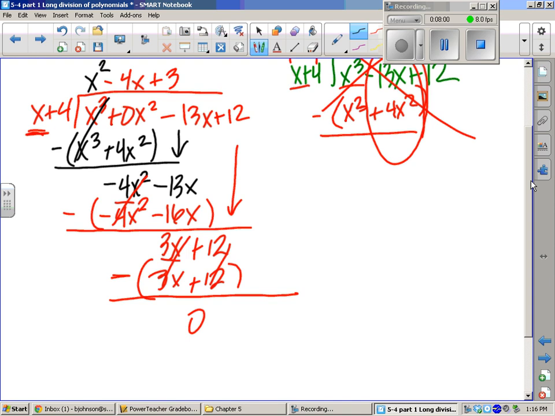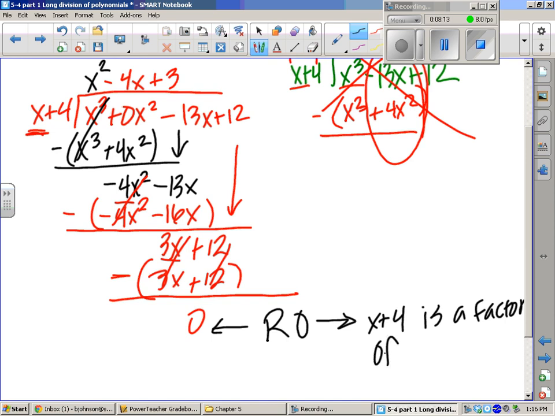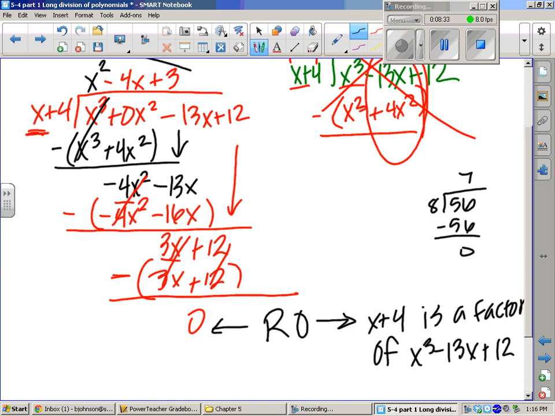And maybe at this point we should mention, if you ever get a remainder of 0, this means that x plus 4 is a factor. And you may be asked that of the polynomial that we were dividing to begin with. Kind of like 7 times 8 was 56. 8 and 7 are both factors of 56 because there's no remainder. If that was a 57, then we'd have a remainder. It would not be a factor. Right. So if it's 0 at the end, then those two are like the 7 times 8.